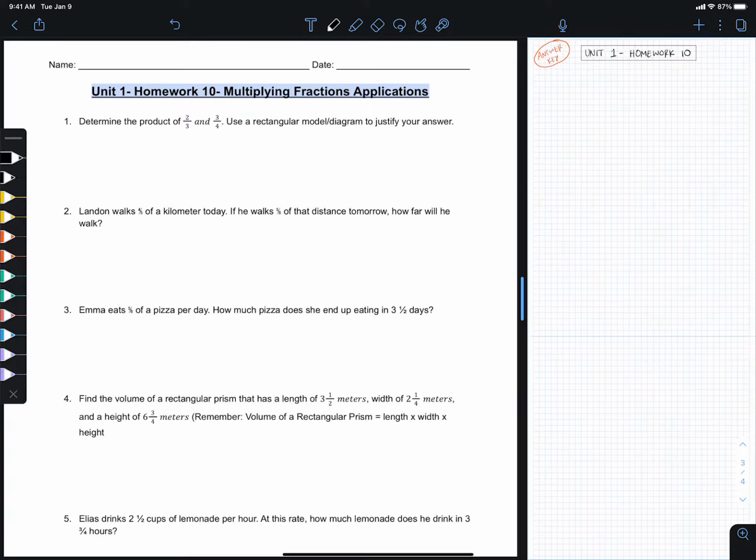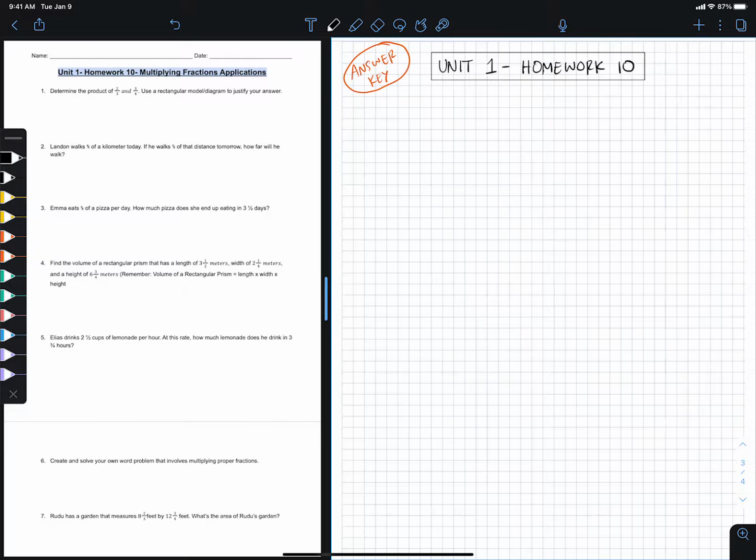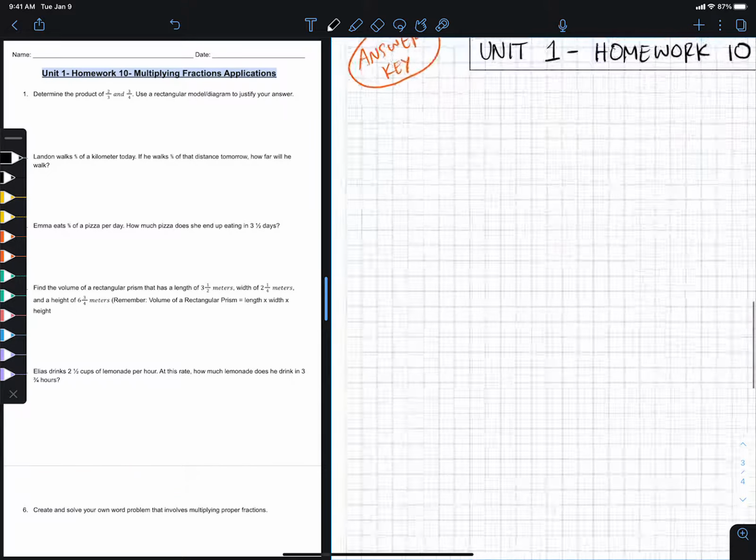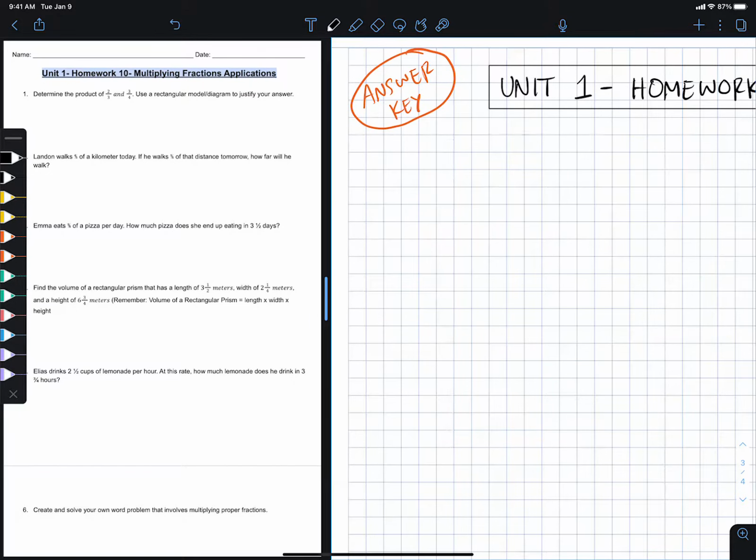In this video, I'm just going to do a little video answer key for this Unit 1 Homework 10, just some applications on multiplying fractions. So let's get right into it. This first question is asking us to determine the product of these two numbers. Keep in mind product means multiplication, so I'm going to show that multiplication problem, multiplying these two fractions of 2/3, and we're going to find the product of that with 3/4. And it says use a rectangular model / diagram to justify the answer.